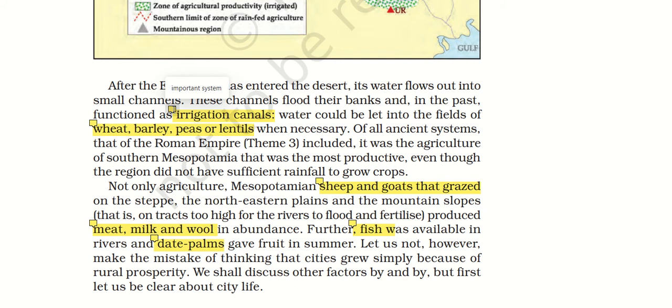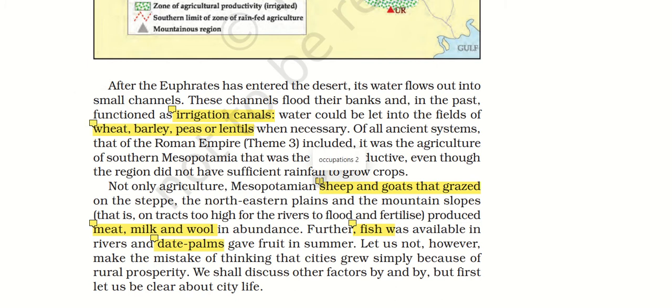Which important system allowed people to carry on agriculture even though rainfall was scanty? It was the irrigation canals. Which crops were grown? Wheat, barley, peas, or lentils. What were the other occupations?